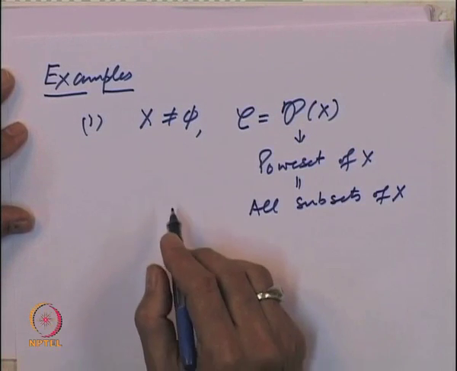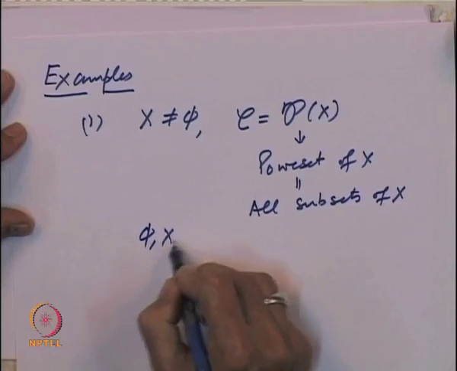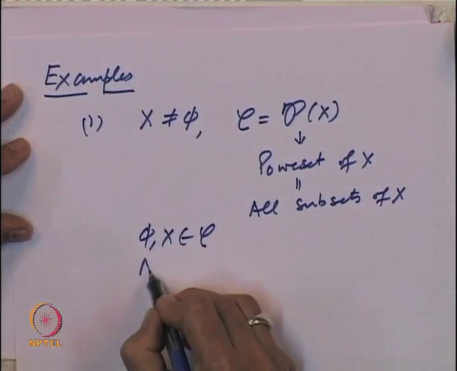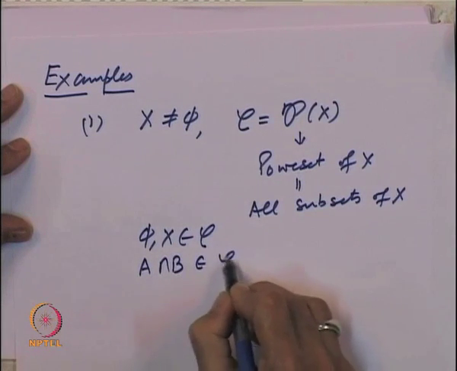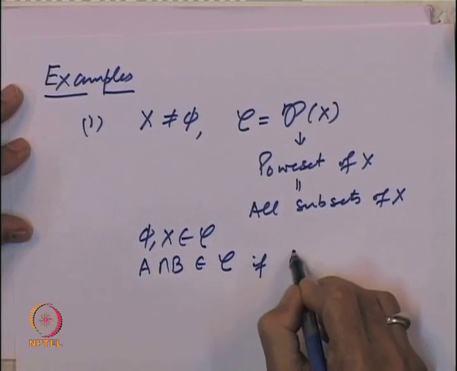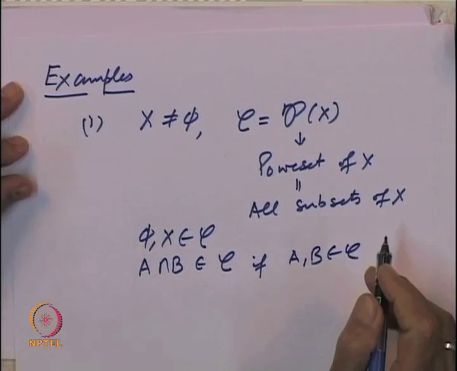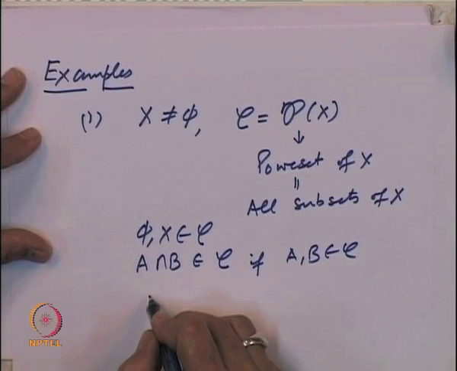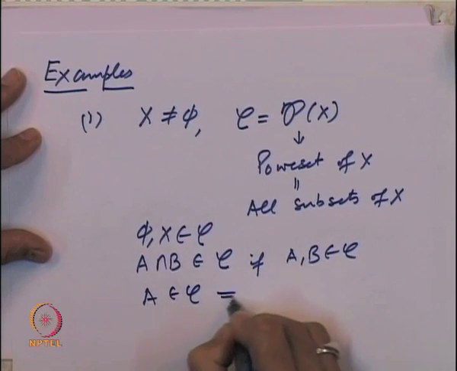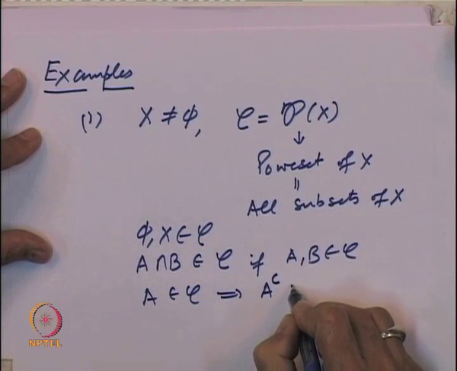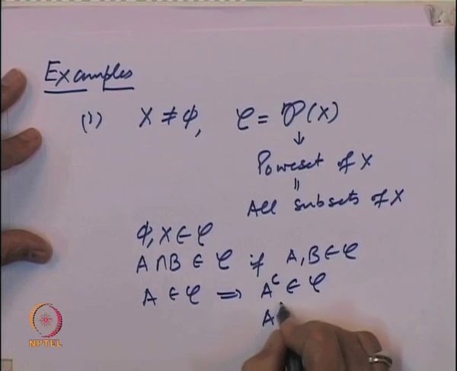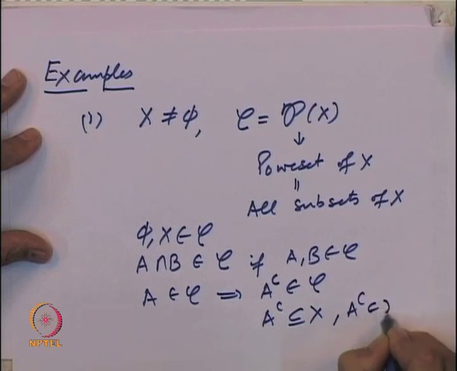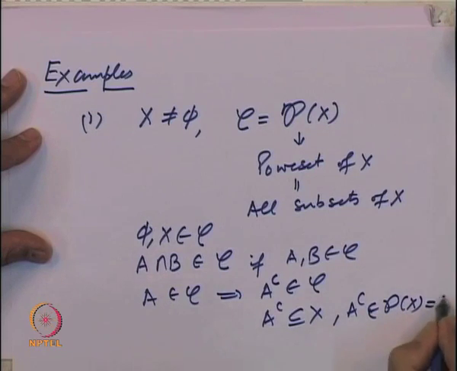Do you think phi and X belong to C? Obviously, it is a collection of all subsets, so phi and X belong. Obviously, A intersection B also belongs to it if A and B belong to C, because if A and B are subsets of X, then naturally A intersection B also is a subset. And in fact, if A belongs to C, then A complement also belongs to C, because A complement itself is a subset of X. So, A complement belongs to P of X, which is C.